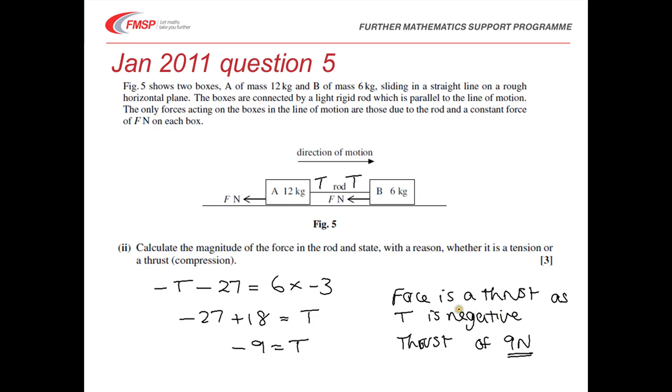To finish off, on part 2, we get a method mark for applying F equals ma to one of the 2 particles. You could have done it for A. If you'd done it for A, you would have had T acting forwards and F acting backwards, and you would have got the same answer. We get a follow-through mark for correctly working out the tension using the acceleration that you found earlier. And then there's an explanation mark for correctly saying that if it comes out negative and you had it pointing backwards on the diagram, then it must be a thrust pointing the opposite way. So 3 marks for that one.